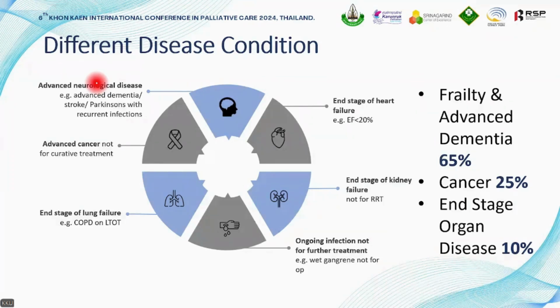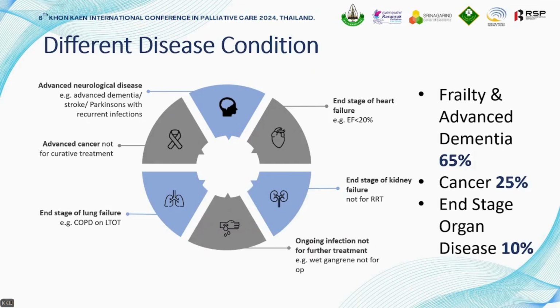The thing that's very interesting in the aged care facilities is that a good proportion of your patients actually have frailty and advanced dementia as their end-of-life condition, followed by probably cancer and then end-stage organ disease, which may be slightly different from the hospitals where most of our advanced care planning is usually done for patients with cancer.